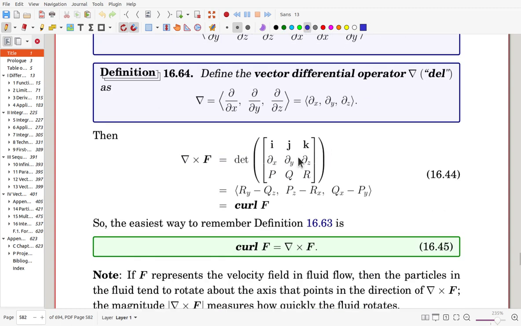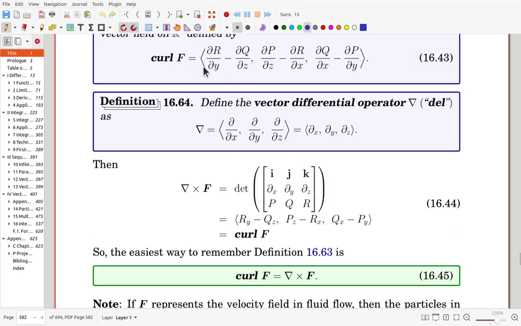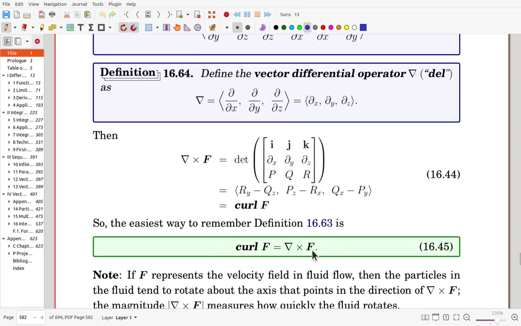So here, rather than memorizing these terms, we'll try to get the curl of F through that determinant computation. Okay. So we'll use this notation more frequently than curl of F.